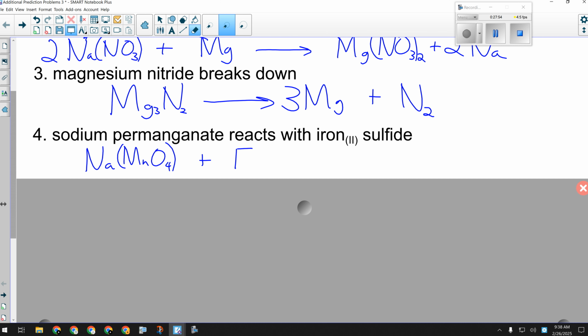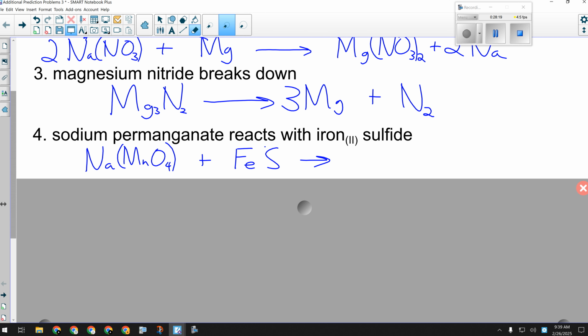Iron 2, so that's the iron with the 2 plus, sulfide, S. Here's the good news about this. I don't have to figure out the charge when it's given to me in words, because they tell me with the Roman numerals. So that part's a little easier. All right, so this is a 2 plus, this is a 2 minus, so that compound's fine the way I wrote it.